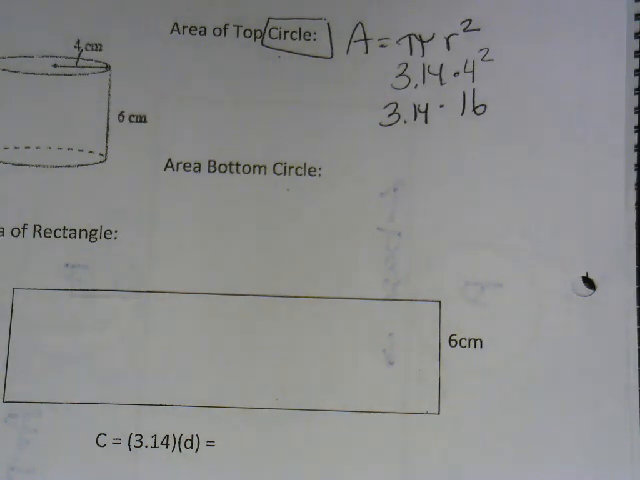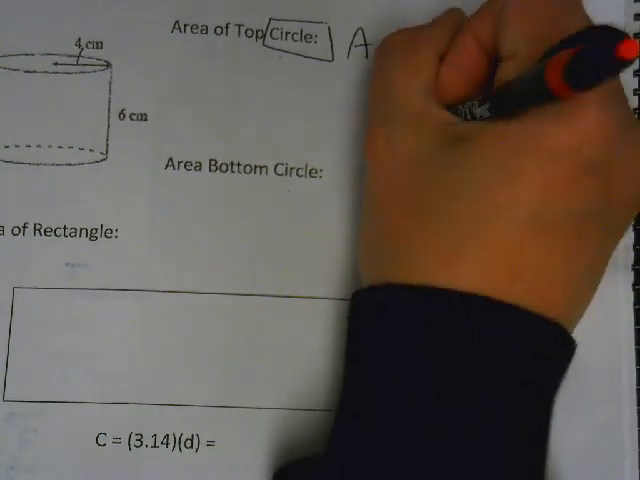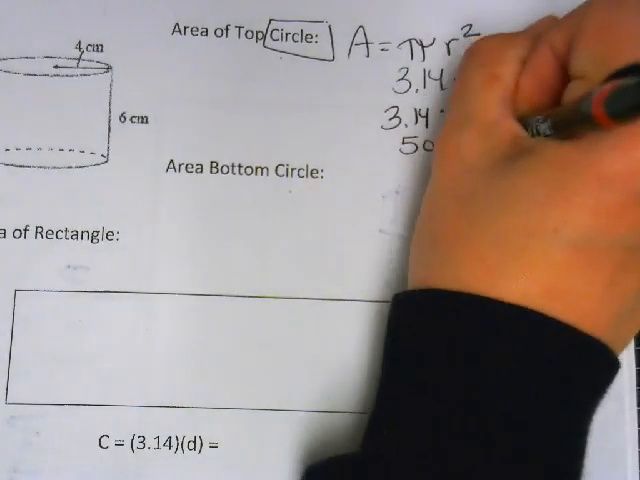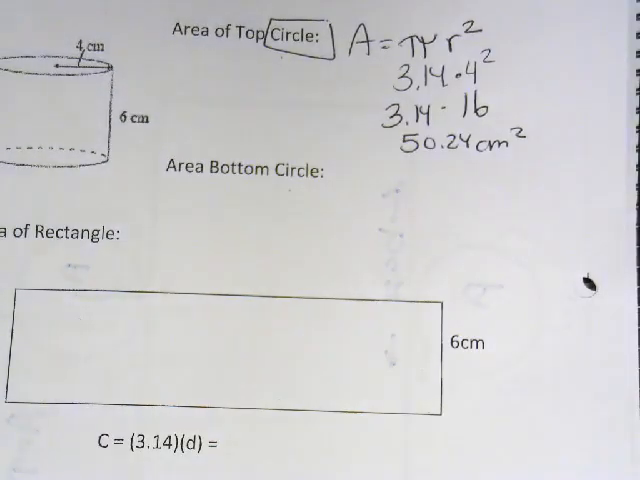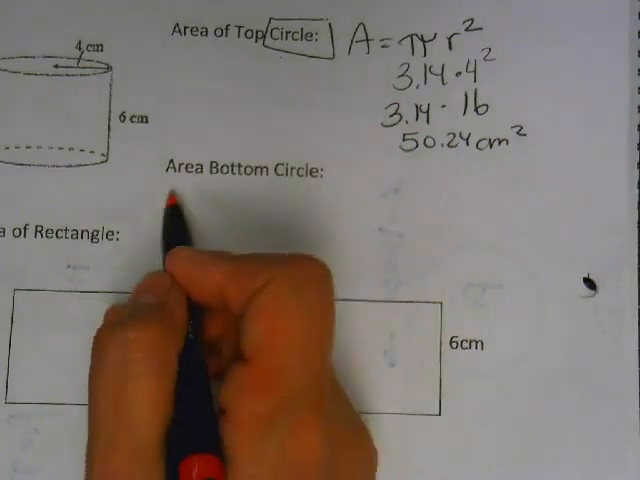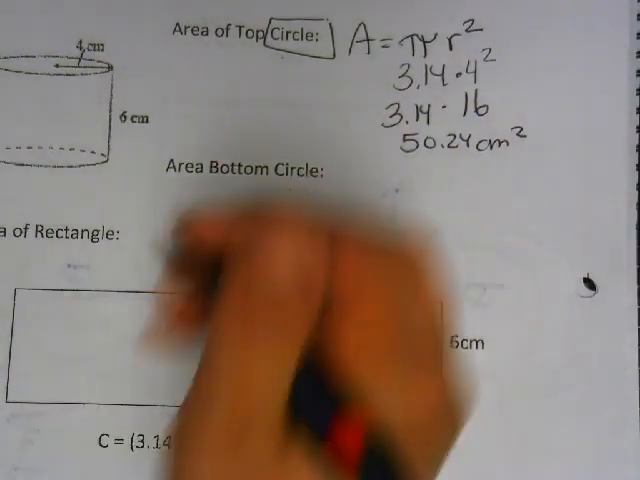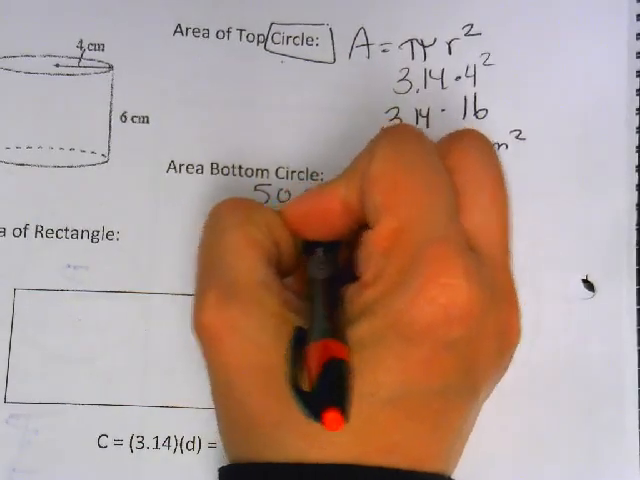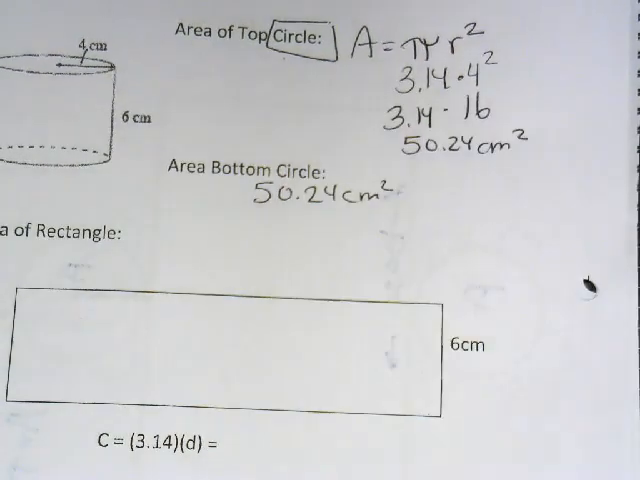$50.24? Centimeter squared? All right. So what's the area of the bottom circle? All right. Easy enough? Yeah.